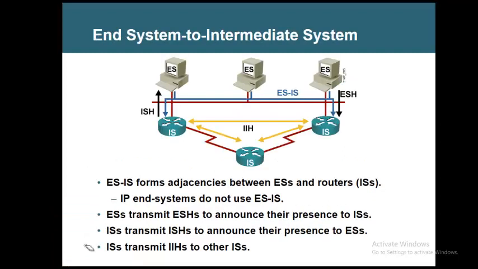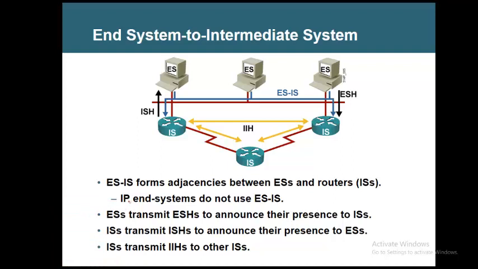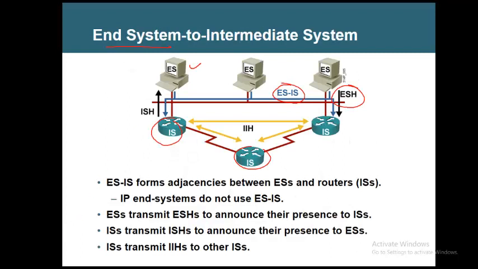Now, this is the one page that I asked you to ignore the other day. Earlier, even end computers used to interact with ISIS. So they used to call them end systems, and routers IS, intermediate systems. So there was an ES-IS relationship, end system and intermediate system relationship. This is not needed. But there is one point I want to take from here, which is not clearly explained here. I want to explain that.